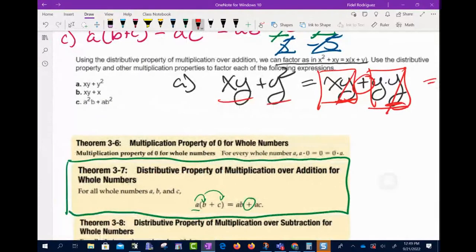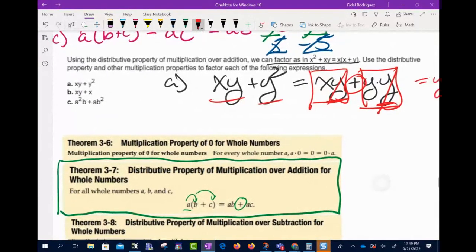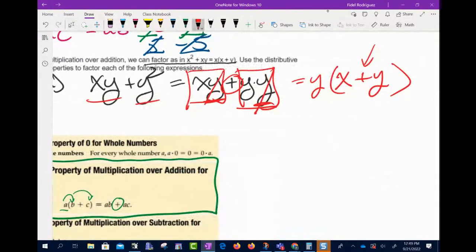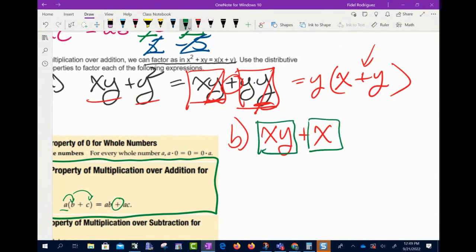So look, let's do the same thing for part B. So I'm going to write xy plus x, okay? I'm doing part B on the side, y'all, because I'm kind of running out of room. Okay, so I'm going to play the same game that I played before. I'm going to put this in a box, and I'm going to put this in a box.